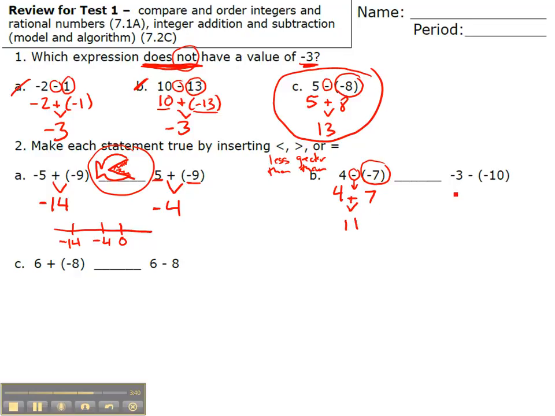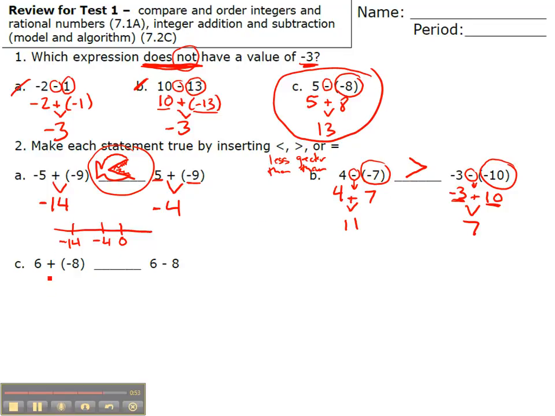On the other side, again, integer subtraction. Don't change the first integer. Change subtraction to addition. Change the sign of the second integer, so we have -3 plus 10. Signs are different, so we find the difference. 10 minus 3 is 7. And this positive integer has a greater absolute value, is farther from 0 than the -3, so our answer will be positive. And 11 is greater than 7, so we need a greater than sign.